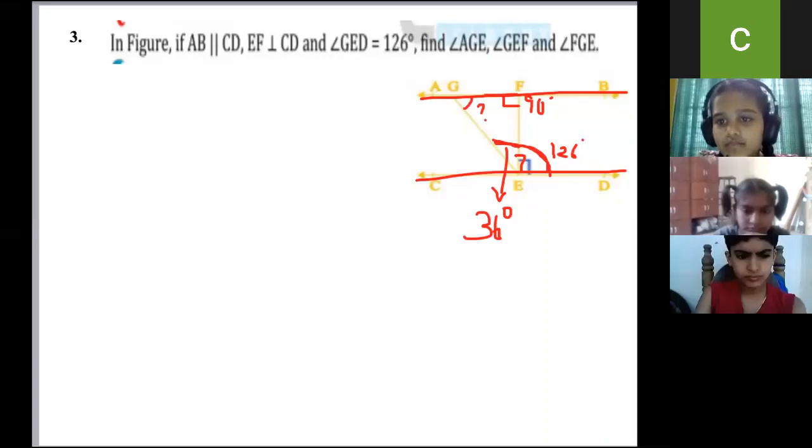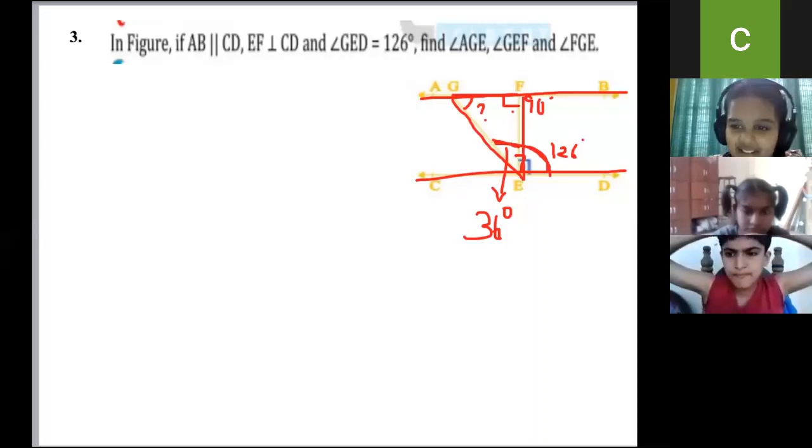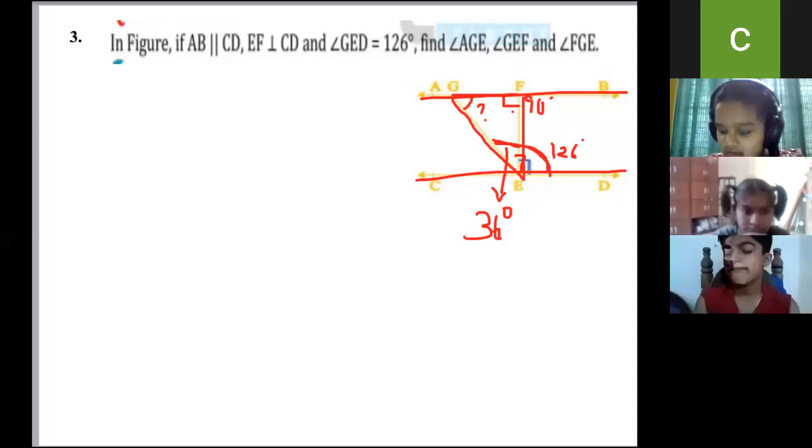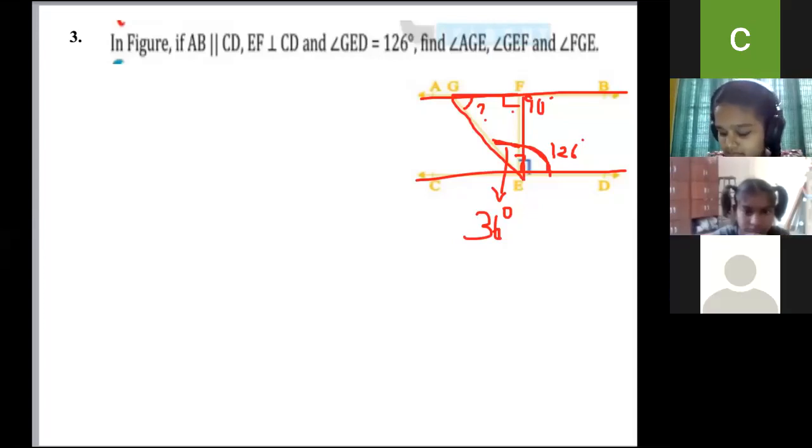If you consider this as a triangle, two angles are known. One is 90 and one is 36. So how to find the third angle? Sum them up and subtract from 180. Yes or no? Yes, ma'am.